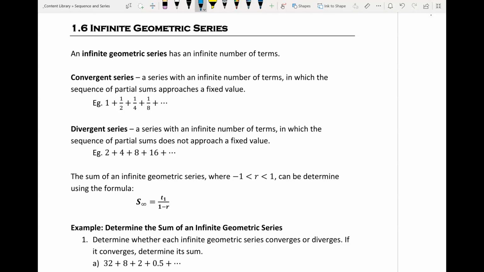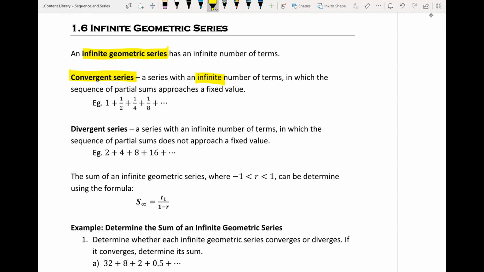So an infinite geometric series has an infinite number of terms. That means that this series can go on forever and ever and ever. A convergent series is a series with an infinite number of terms in which the partial sums approach a fixed value. So for example, 1 plus a half plus a quarter plus 1 over 8.